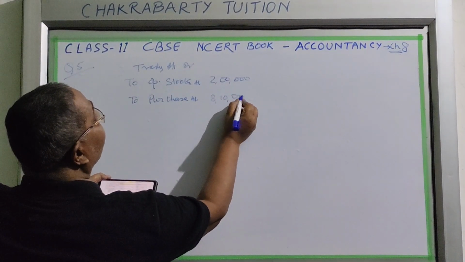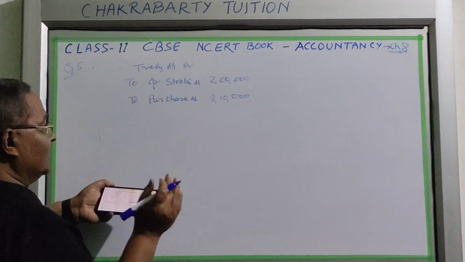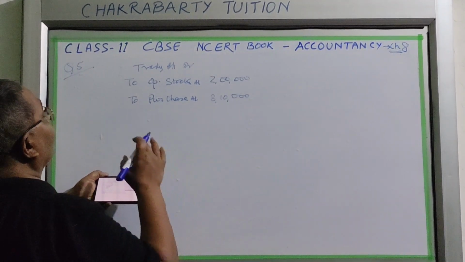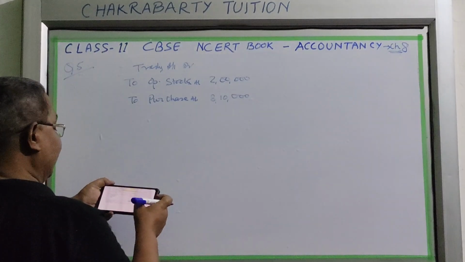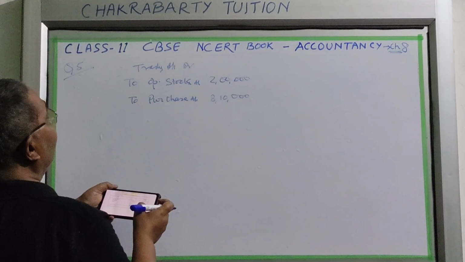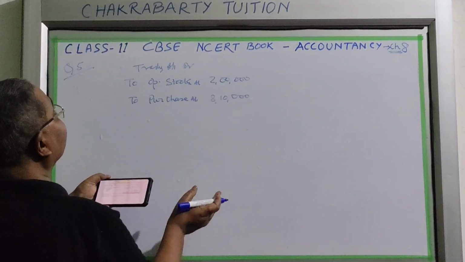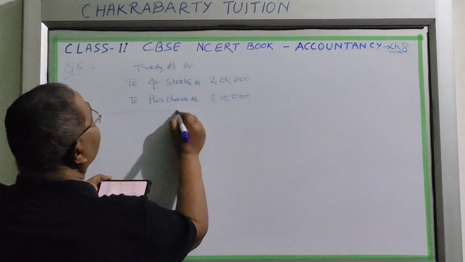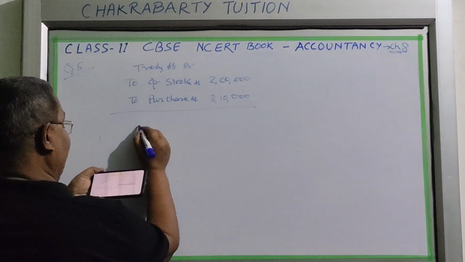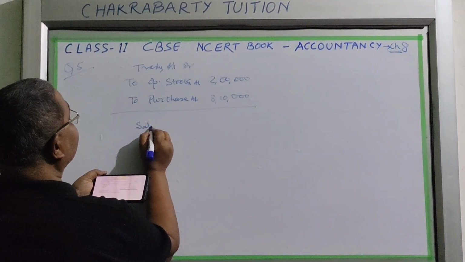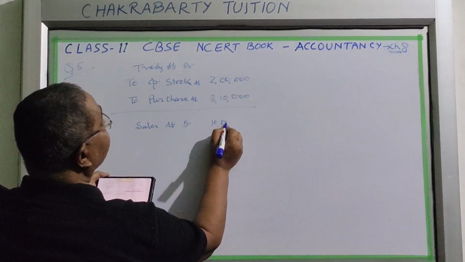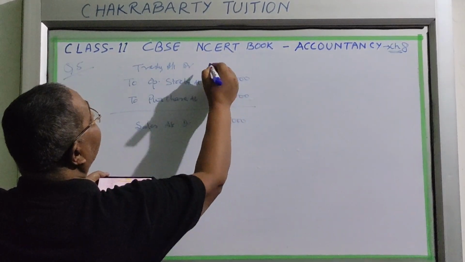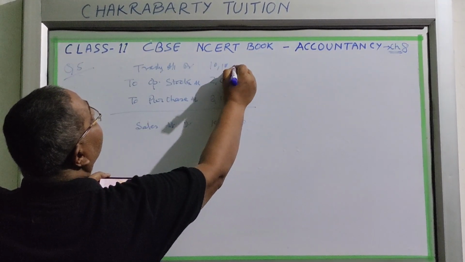8,10,000 will come. So whatever item from the trial balance we are pushing out, these we have written as debit items, we have made a credit. And whatever is the credit item we will write here, we will make a debit. So sales is given, sales account debit, we will write 10 lakhs.